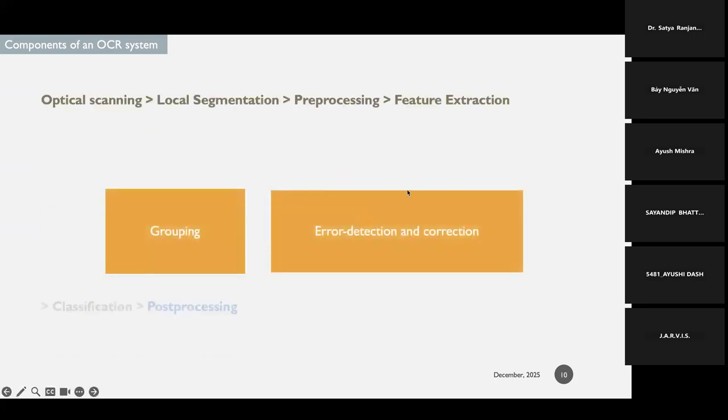And we go through the last component, which is the post-processing after classification. We use grouping and error detection and correction, as we discussed. First, grouping: the result of the plain symbol recognition on the document is a set of individual symbols. However, these symbols in themselves usually do not contain enough information.